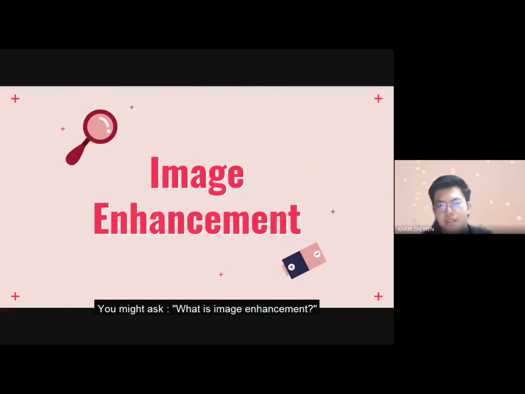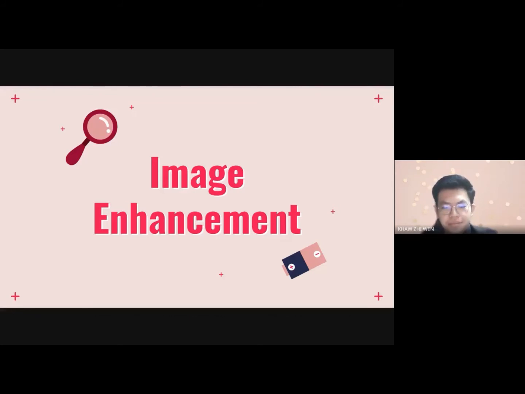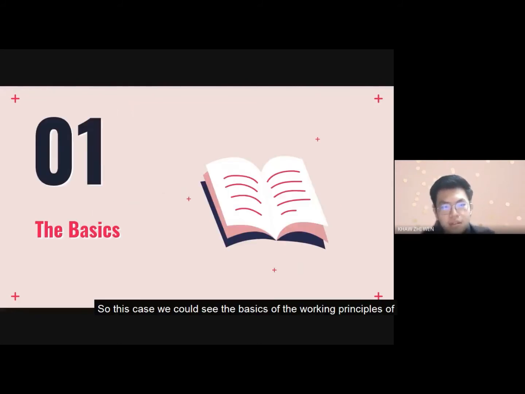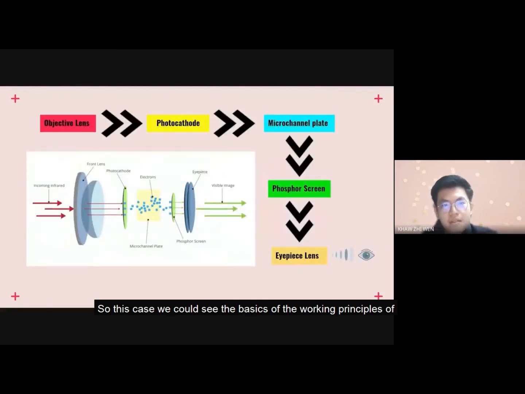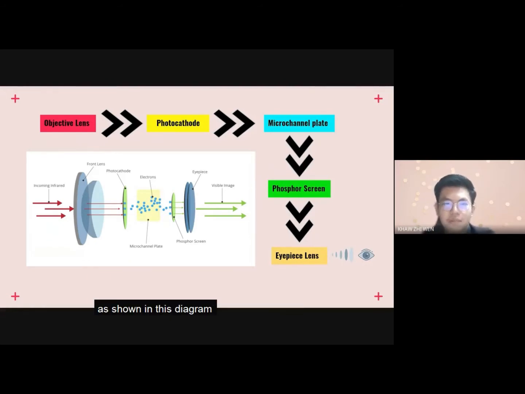So you might ask, what is image enhancement? Well, image enhancement is basically amplifying low intensity ambient light and near infrared rays, which are close to the visible light spectrum, to form an image which is more visible to the human eye. In this case, we can see the basics of the working principles of image enhancement in night vision devices, as shown in this diagram. And this is the flow of how infrared rays form an image through the eyepiece lens.